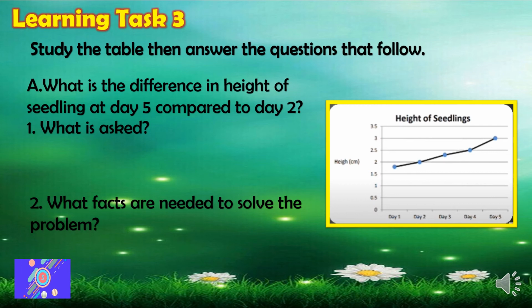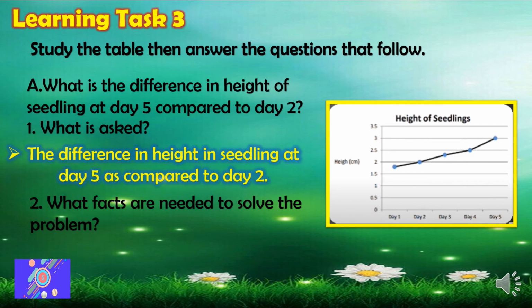Okay, so let us now answer number 1, what is asked in the problem. The difference in height of seedlings at day 5 as compared to day 2. And for number 2, what facts are needed to solve the problem? So we have day 2, 2 centimeters. Day 5, we have 5. Day 5 is 3 centimeters.